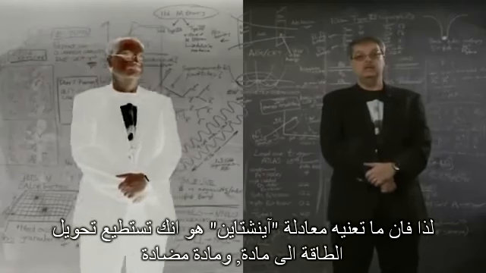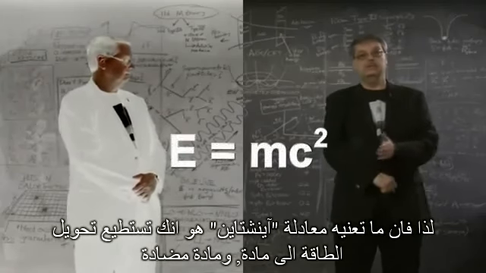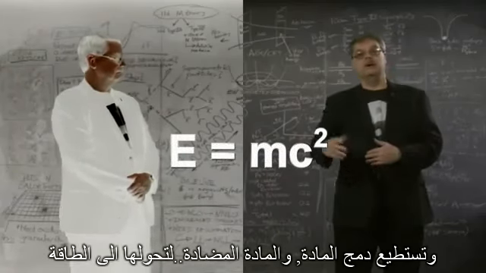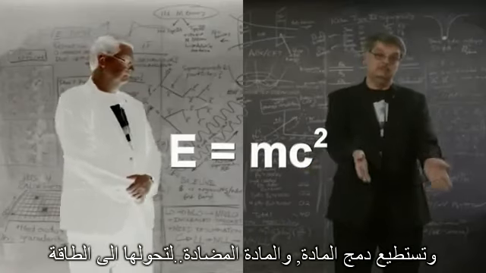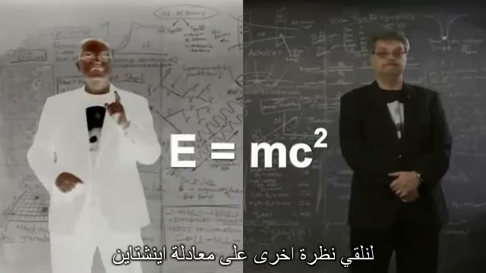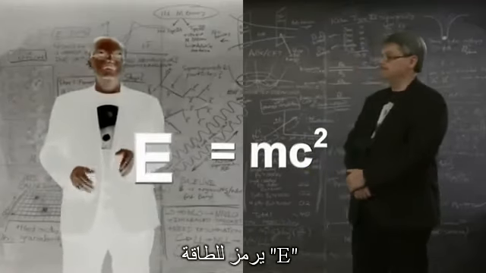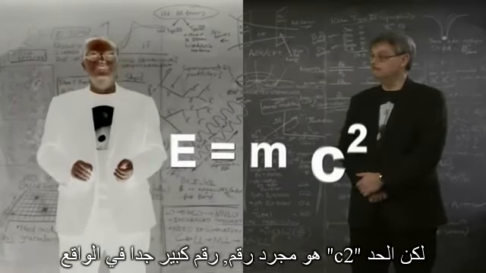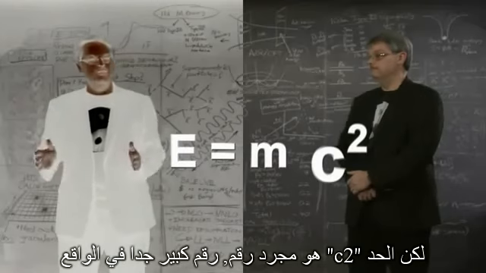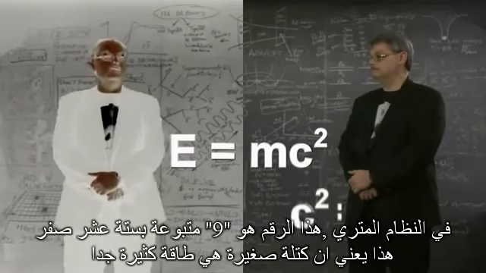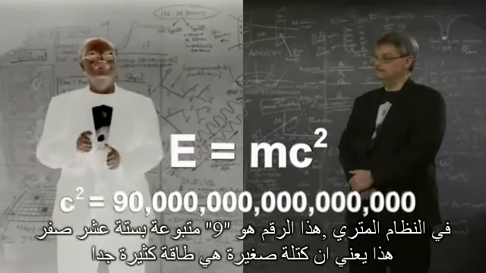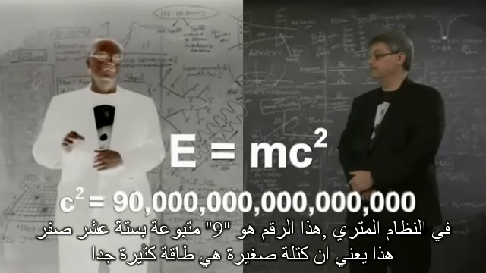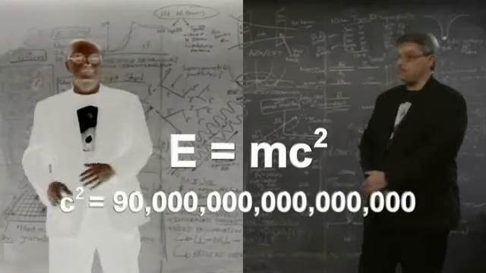So what Einstein's equation means is that you can convert energy to matter and antimatter, and you can combine matter and antimatter to make energy. Now let's take another look at Einstein's equation. E stands for energy, m stands for mass, but the c squared term is just a number, actually a very big number. In the usual metric system, it is a 9 followed by 16 zeros. This means a little mass is a lot of energy.